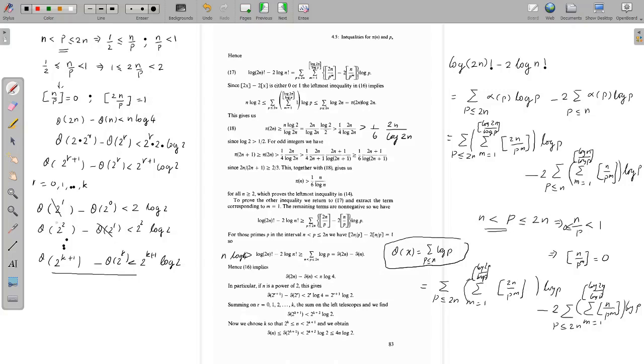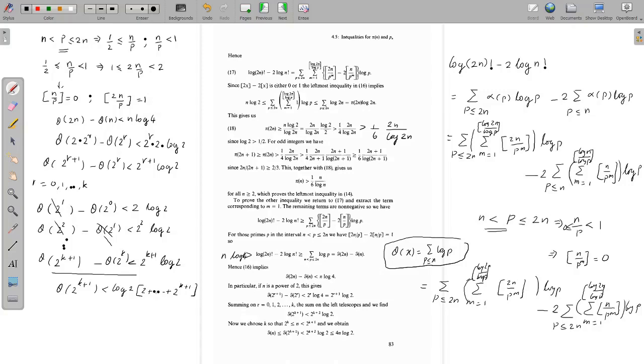When you add all these equations, on the left side you can cancel theta of 2 from this term and this. Similarly, cancelling all these terms, you will get theta of 2 raised to k plus 1 minus theta of 2 raised to 0. Theta of 2 raised to 0 is theta of 1, and theta of 1 is always 0. So the left side will be theta of 2 raised to k plus 1. On the right side, log 2 is common, so that can be taken out: log 2 times 2 plus etc. plus 2 raised to k plus 1.